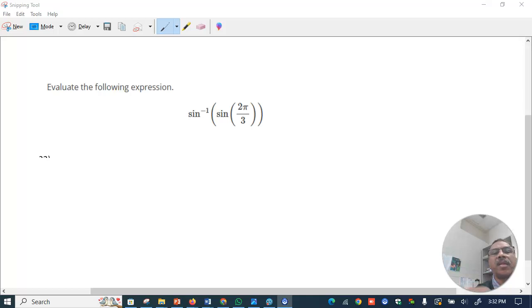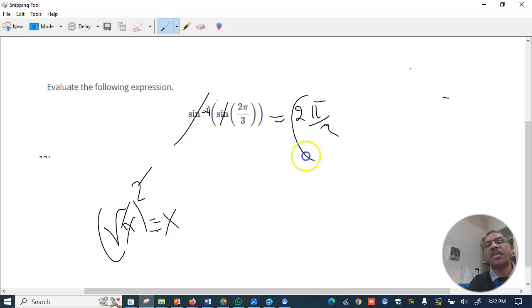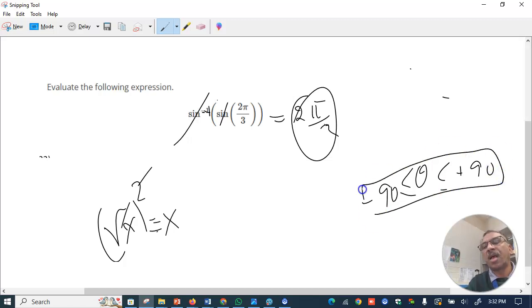This is another question with sine inverse. Sometimes they give you both. Usually students think, oh, there's a minus, it's like you have root of x squared and say, okay, directly write x. So we are tempted to say this crosses out and the answer is 2 pi by 3. Now remember, for sine inverse, the range of the answer has to be from minus 90 to plus 90. So this is how the answer should be.